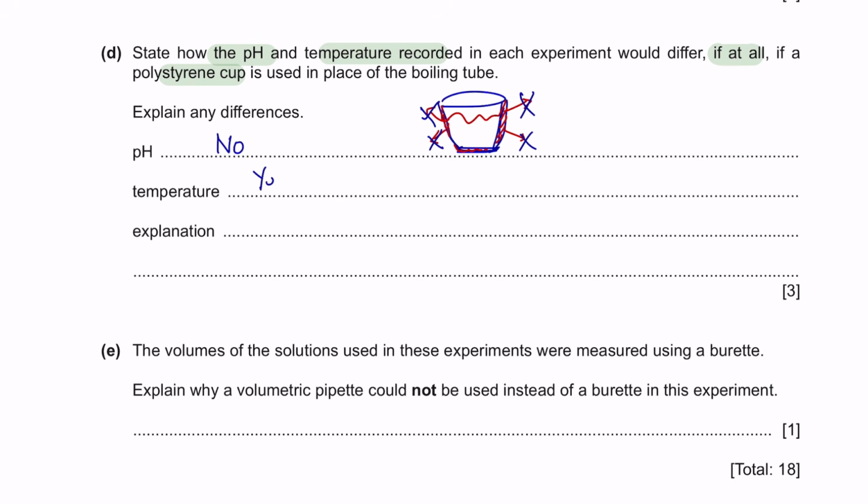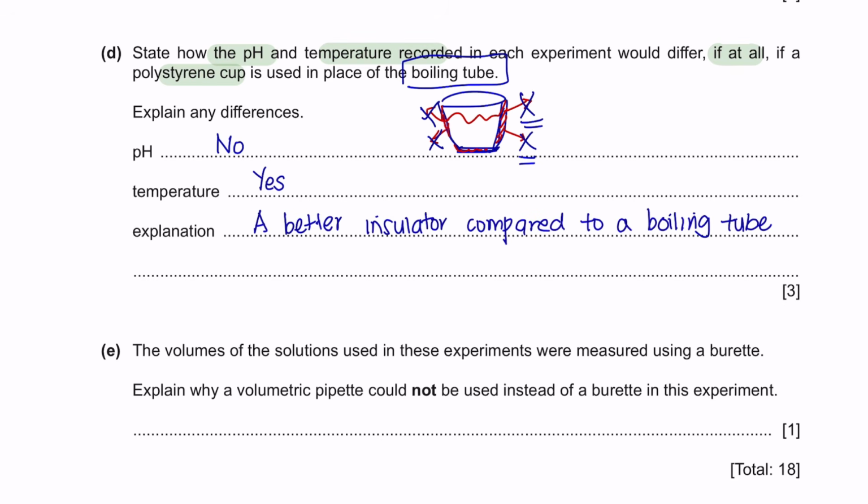So as for the temperature, yes, there will be a difference, and the explanation you can give is that polystyrene is a better insulator compared to a boiling tube, preventing heat loss to the surroundings.